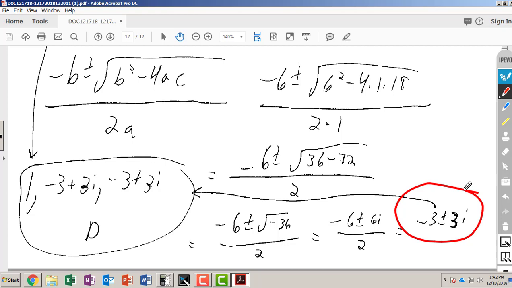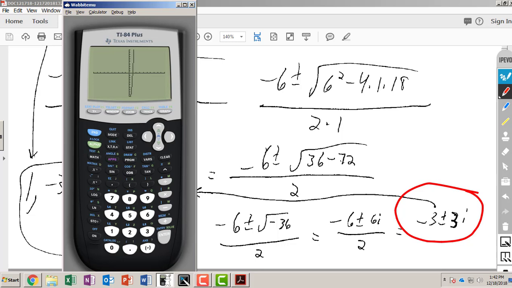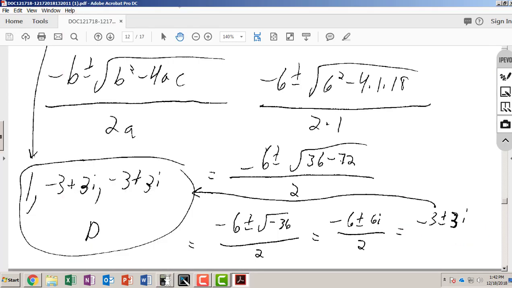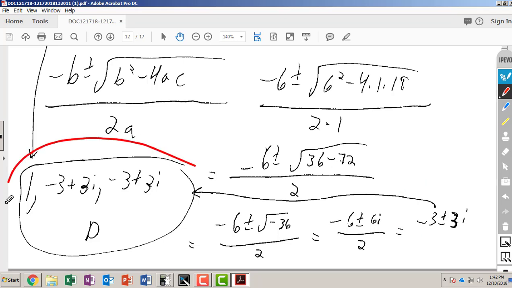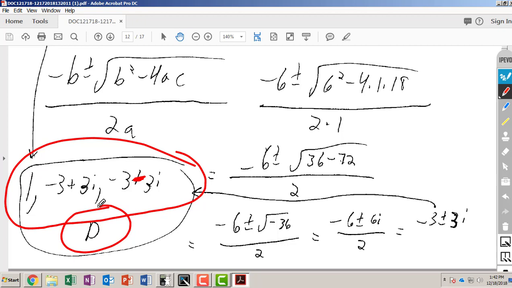And notice that's the reason why it didn't show up on your calculator. So remember, imaginary answers or solutions are not x-intercepts on your graph. So here are my 3 separate answers: 1, negative 3 plus 3i, and negative 3 minus 3i. And so that matches up with D.